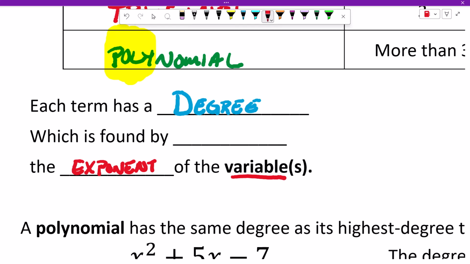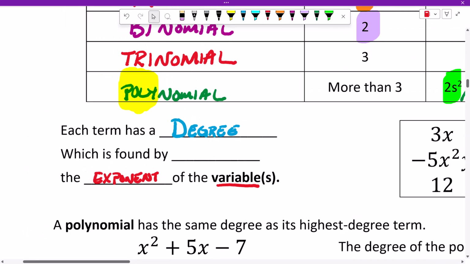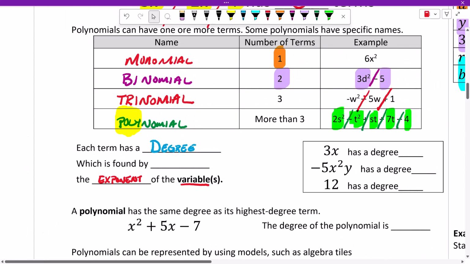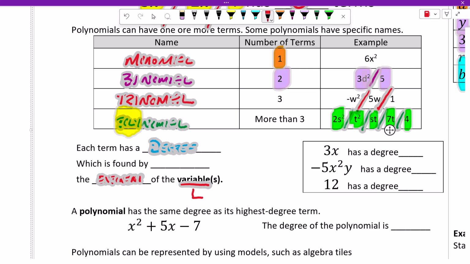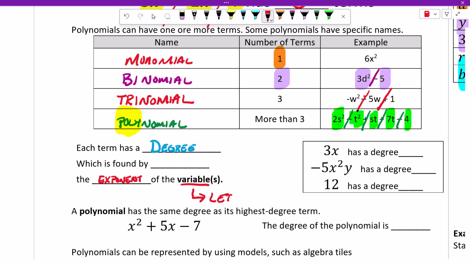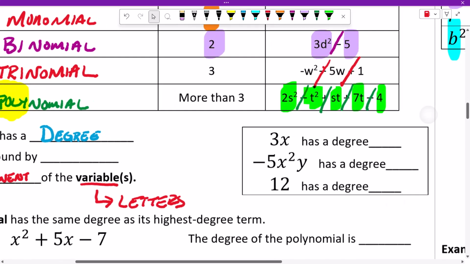What is a variable? Does anybody know? So if we have expressions, all these expressions are full of numbers, plus signs, and minus signs, and letters, right? The variables are your letters, okay? So we look at the exponent of your variables, of your letters. So we have 3 examples here we're going to look at, right? Easy and a little bit of trickiness in there.